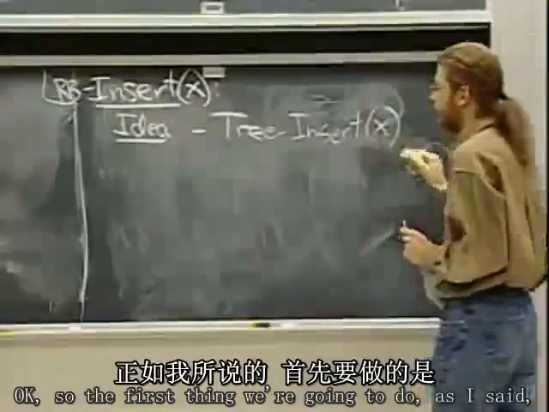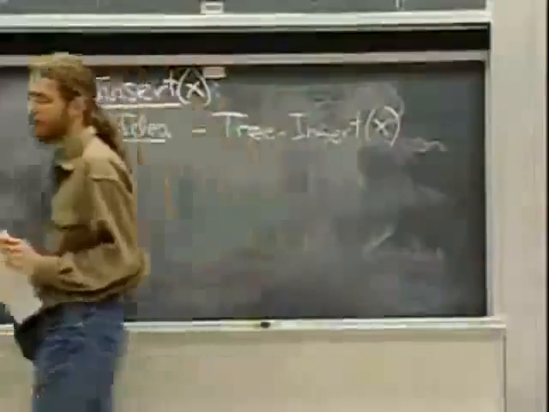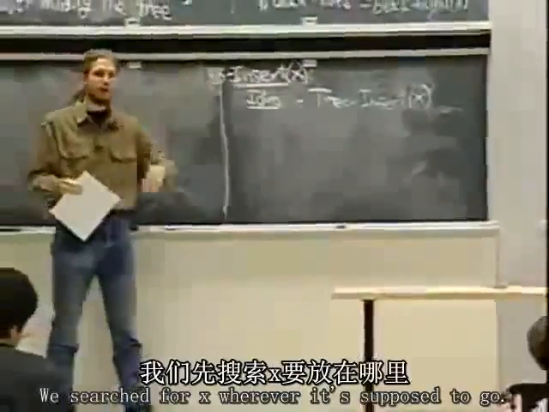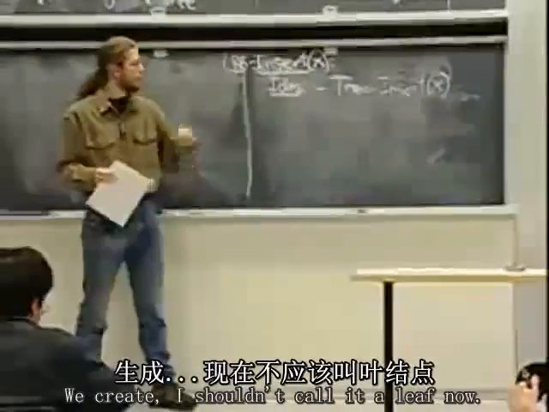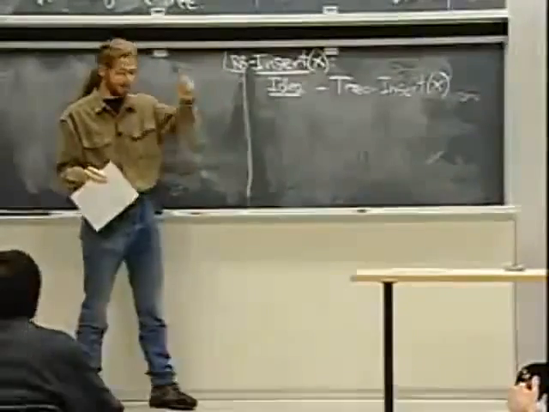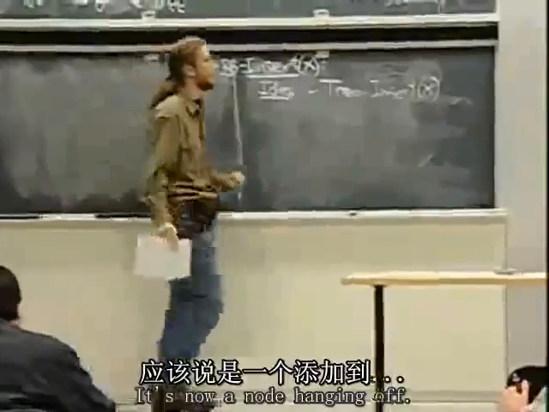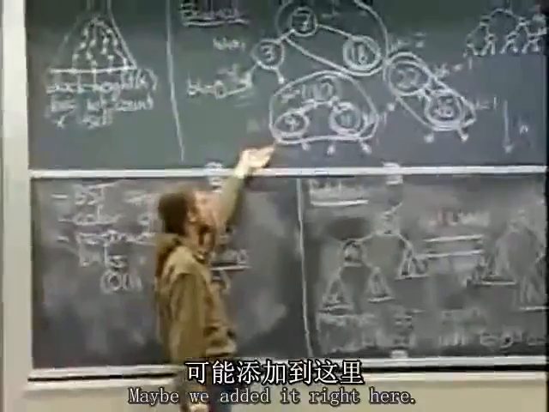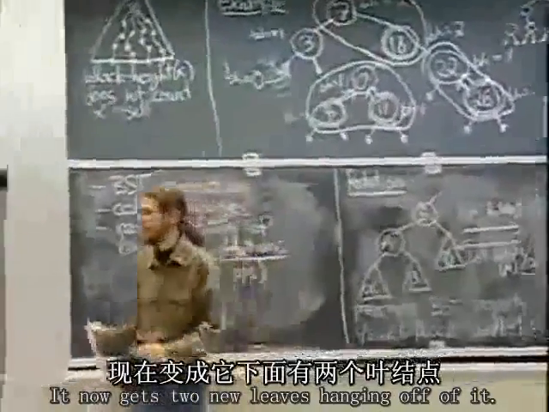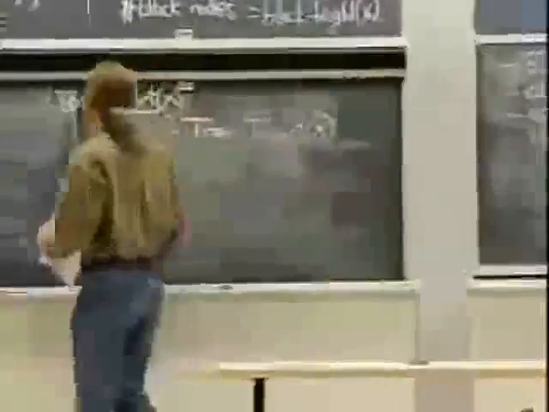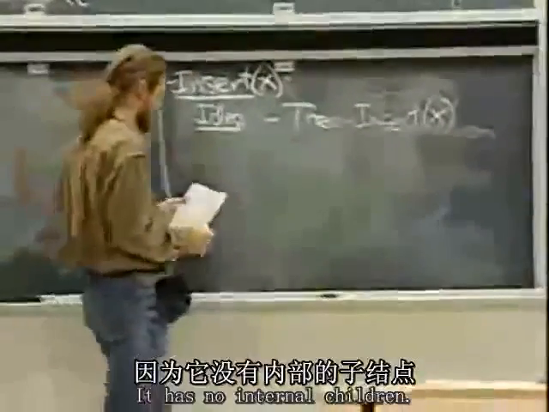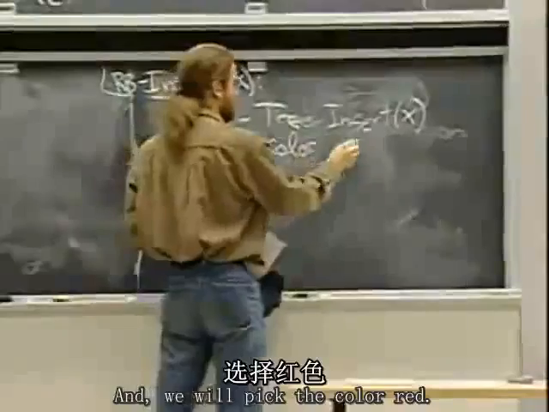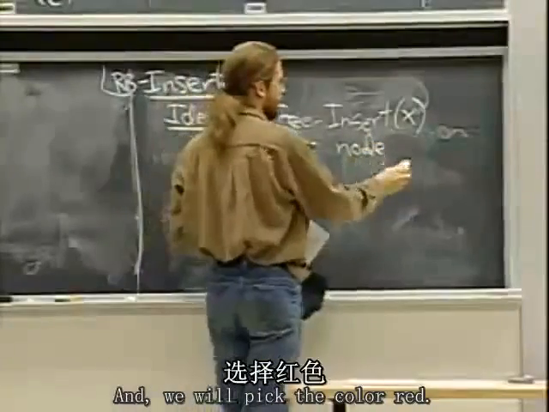Okay, so the first thing we're going to do, as I said, is binary search tree insert that node. So X now becomes a new leaf. We search for X wherever it's supposed to go. We create a new, shouldn't call it a leaf now. It's now an internal node hanging off one of the original nodes. Maybe we added it right here. It now gets two new leaves hanging off of it. Has no internal children. And we get to pick a color for it. And we will pick the color red.